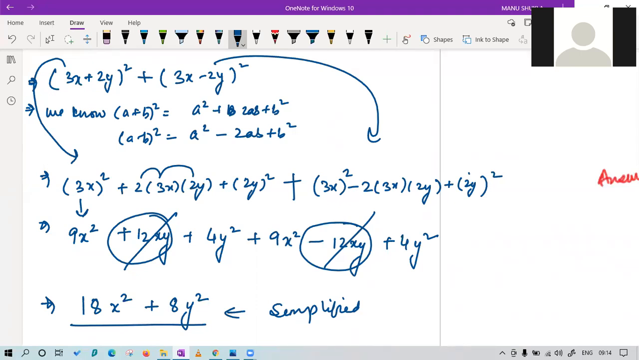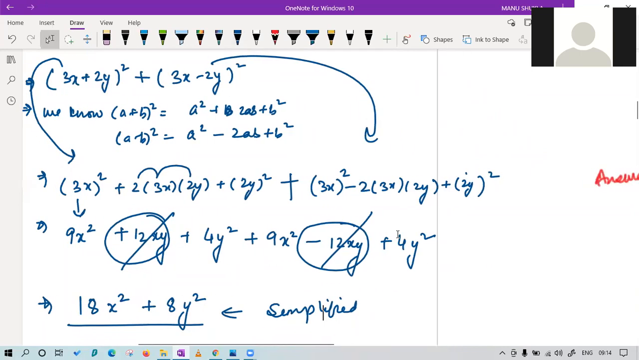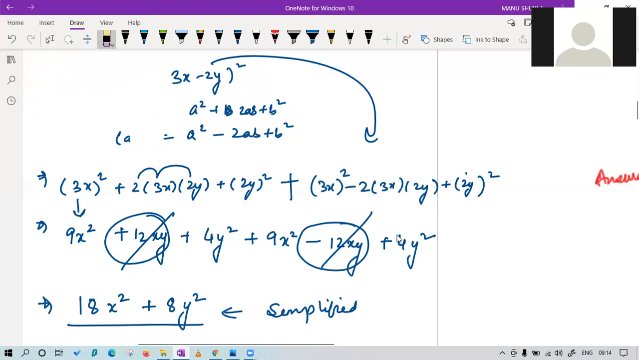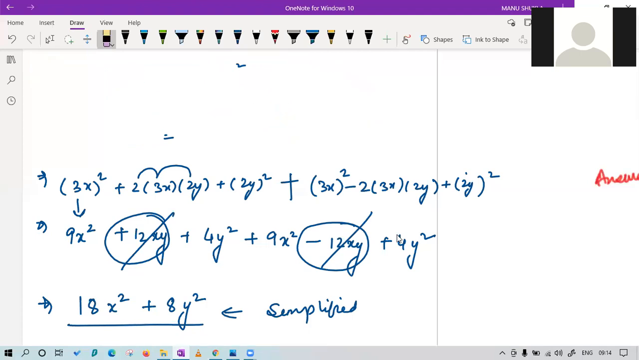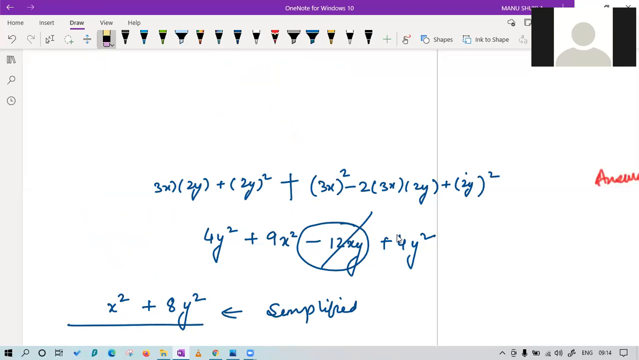For your new realization. So class, is this clear? Please confirm. Was this method simple? We just had to open the brackets and then check for the solution.